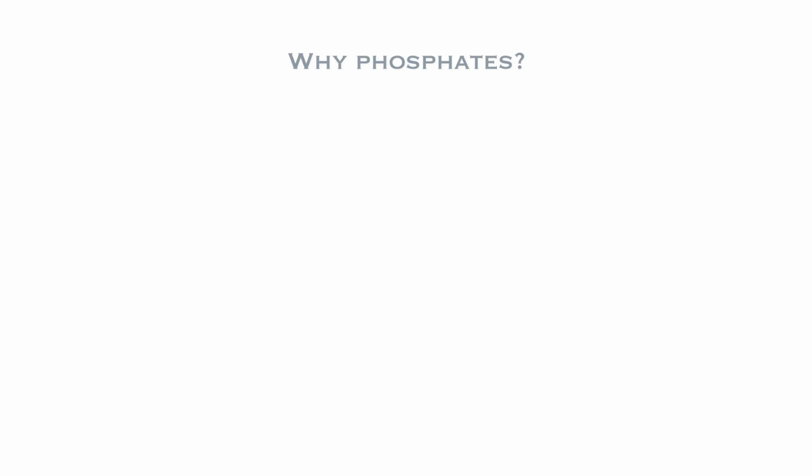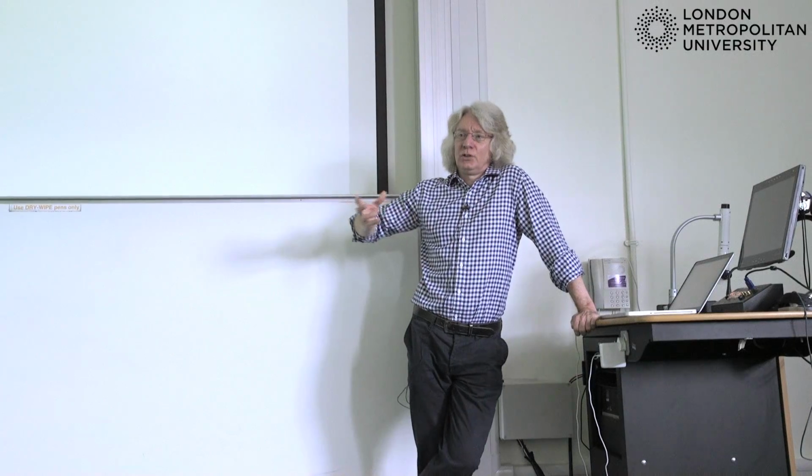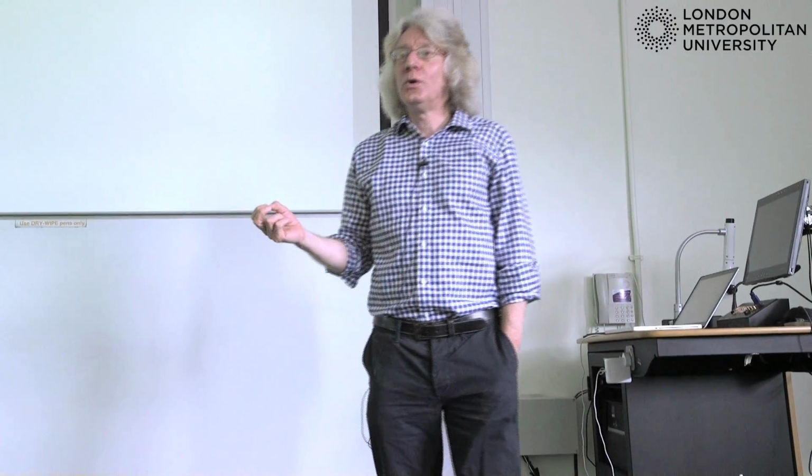The question is, why phosphates? Why has nature chosen phosphates? Why not something else that can ionize at physiological pH, between 7 and 8? Well, the first pK of a phosphate ester is about 2. That means at pH 7.4, it's always ionized, so it's always charged.